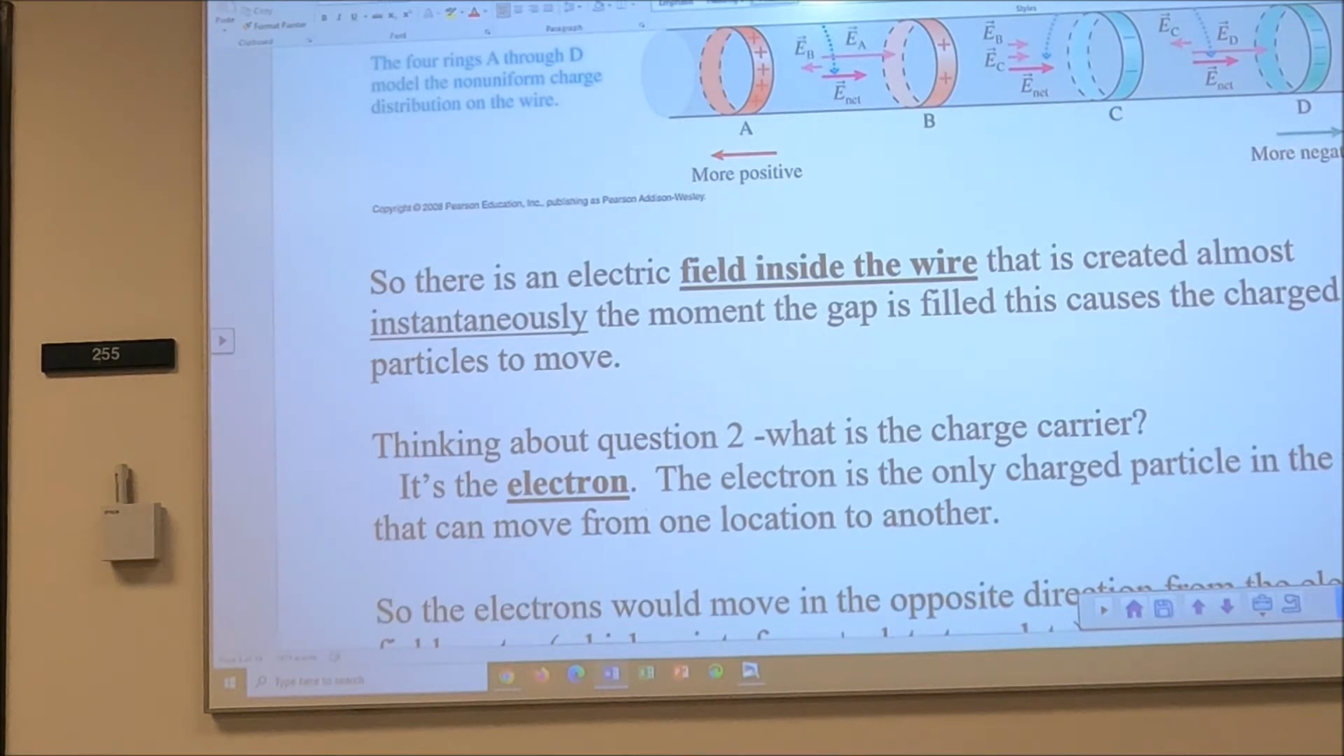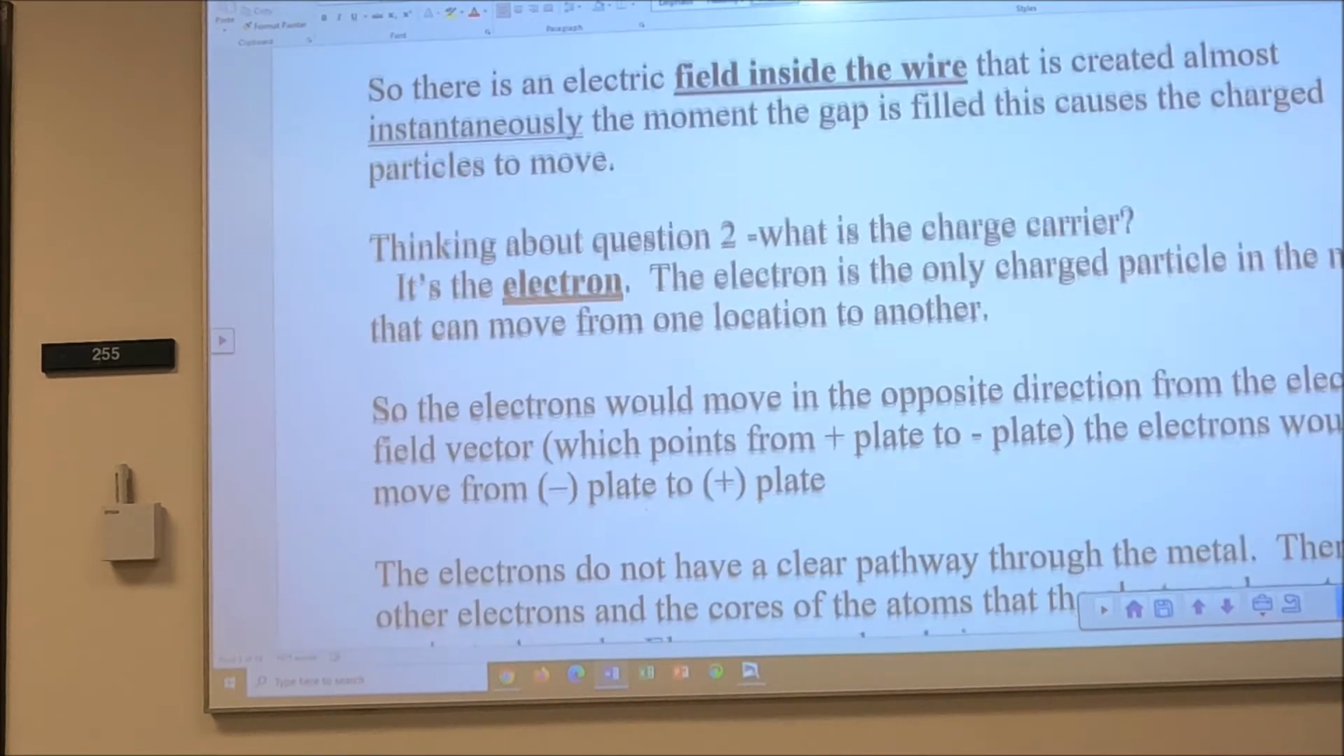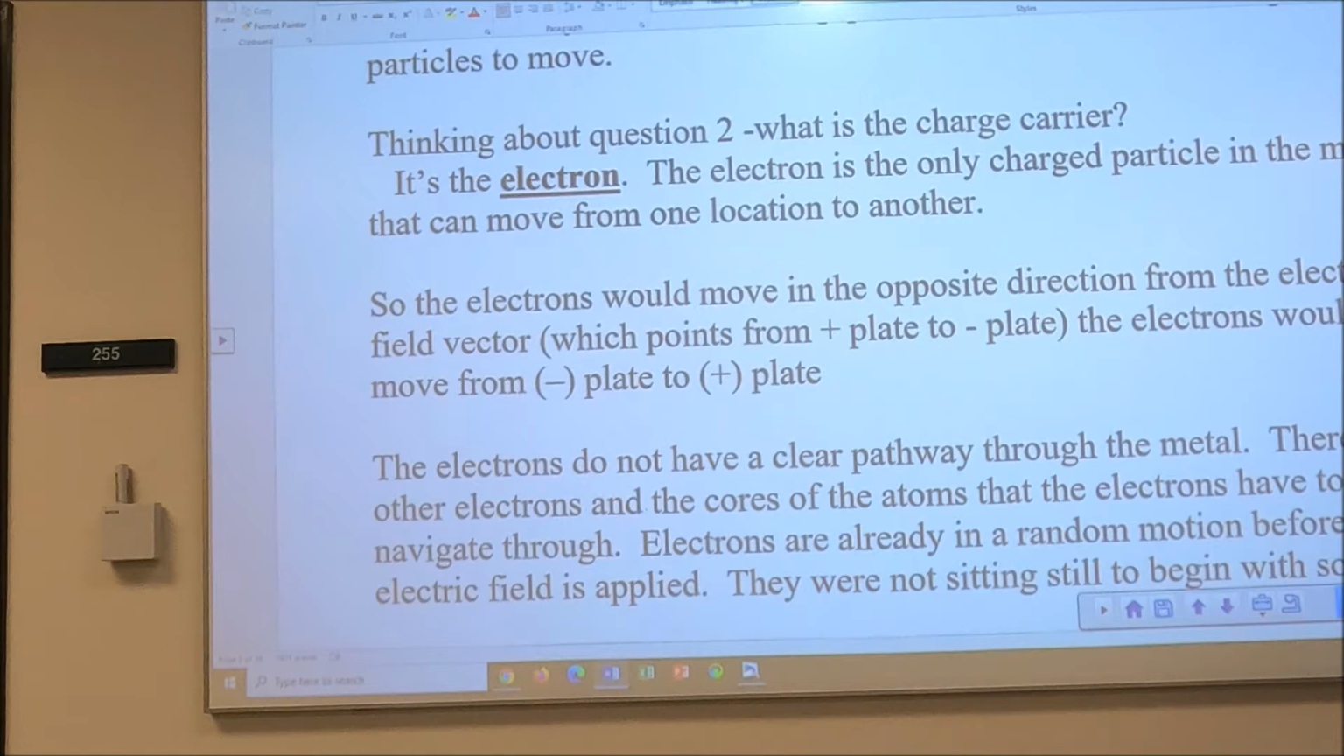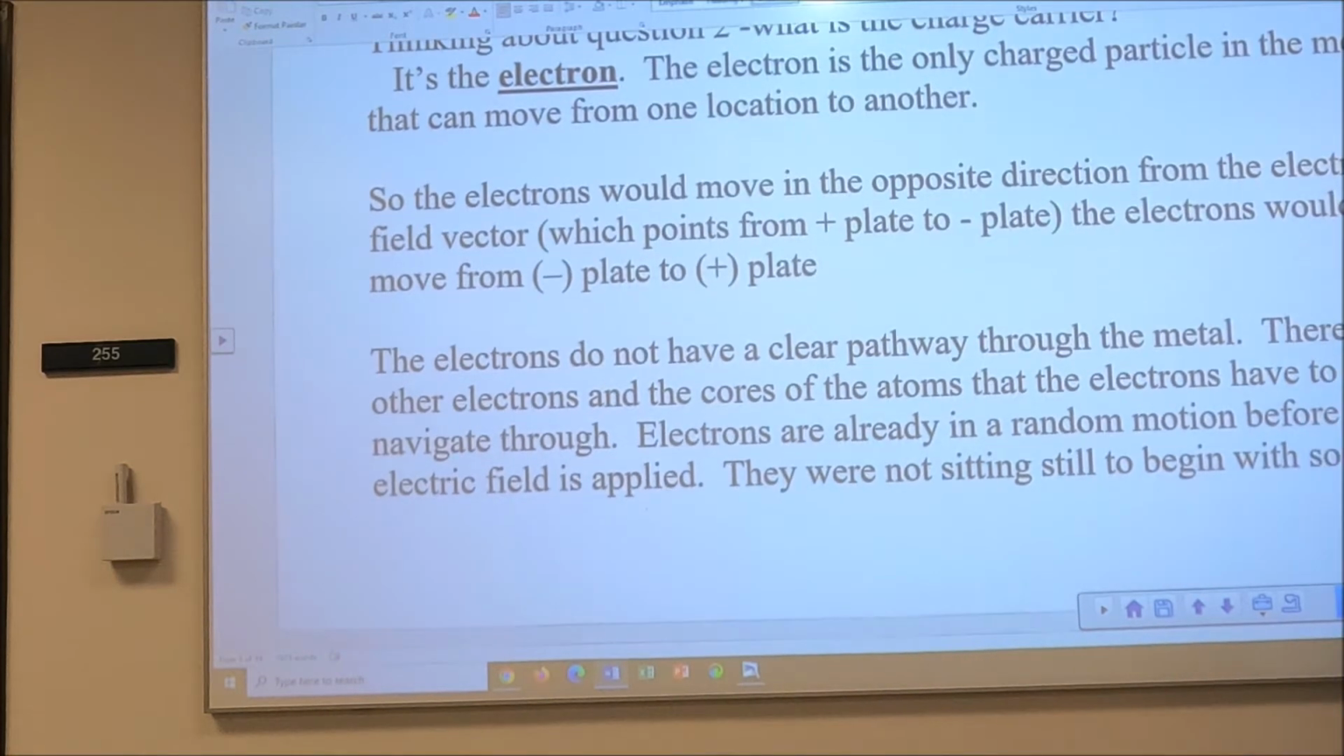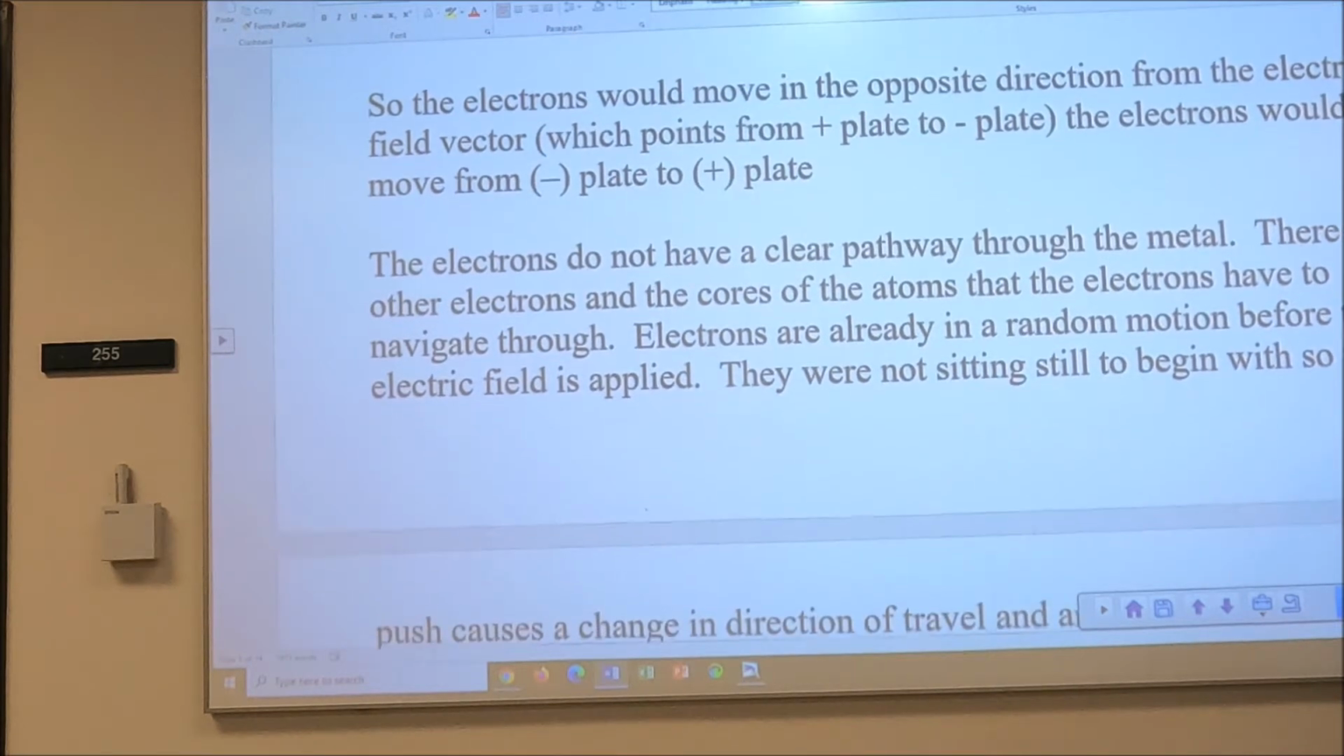Okay? So since there is going to be a charge gradient, there is going to be an electric field. The electric field is going to push things along. Now, our charge carrier in that wire is the electron. So if the electric field inside the wire points from positive plate to negative plate, the electron is going to move from negative plate to positive plate. So the electron moves in the opposite direction of the electric field vector.